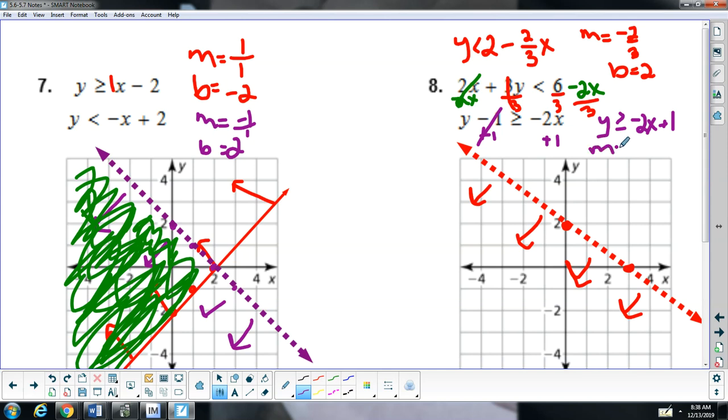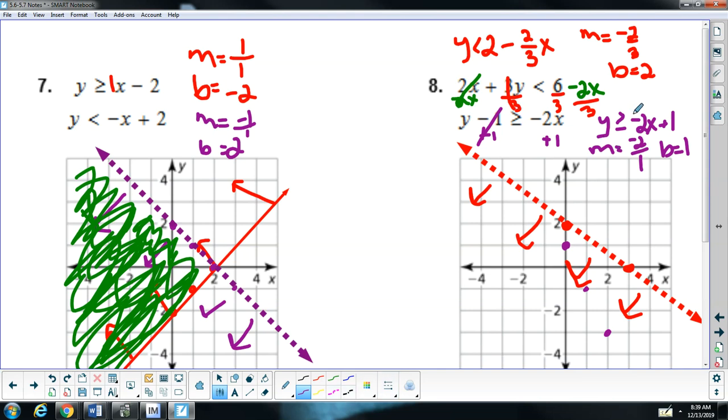So my m is going to be a negative 2. But remember, slope needs to be a fraction, so we put it over 1. Then my b is a 1. So you should have begun at 1 on the y-axis, so begin at 1, and move 2 over 1, but that 2 is negative, so down 2 and to the right 1.